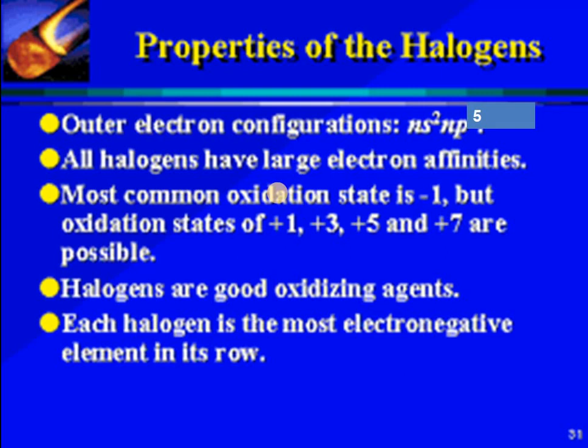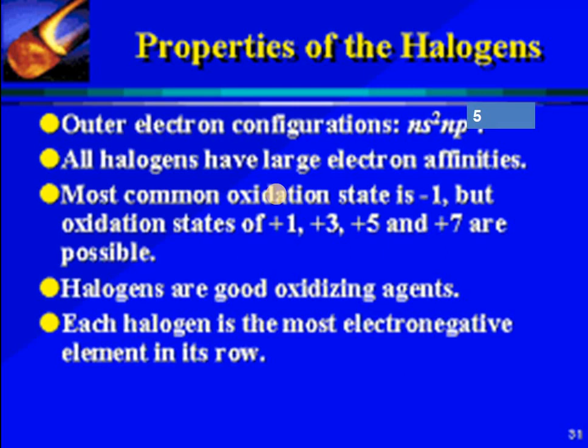Okay. The most common oxidation state of halogens is -1, but they can exist in the +1 state, and +3, +5 and +7 are also possible. Halogens are known as very good oxidizing agents. As you know, halogens have 7 valence electrons, and they need to complete the octet by gaining an electron. If 1 electron is gained, that undergoes reduction, and a substance that undergoes reduction acts as an oxidizing agent.